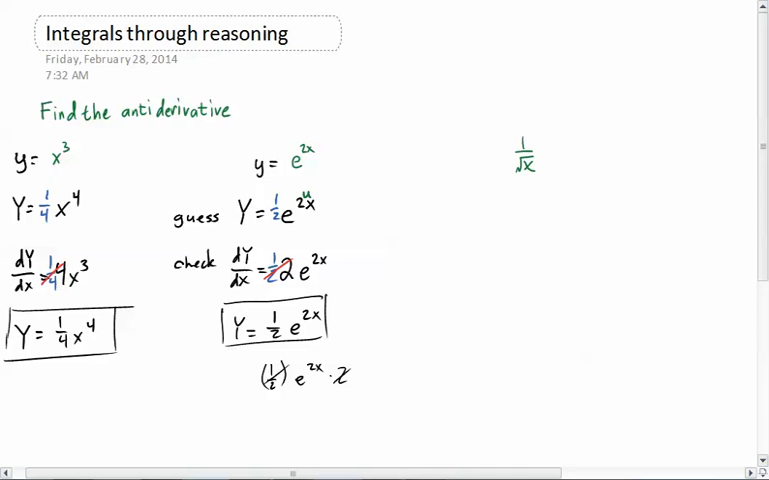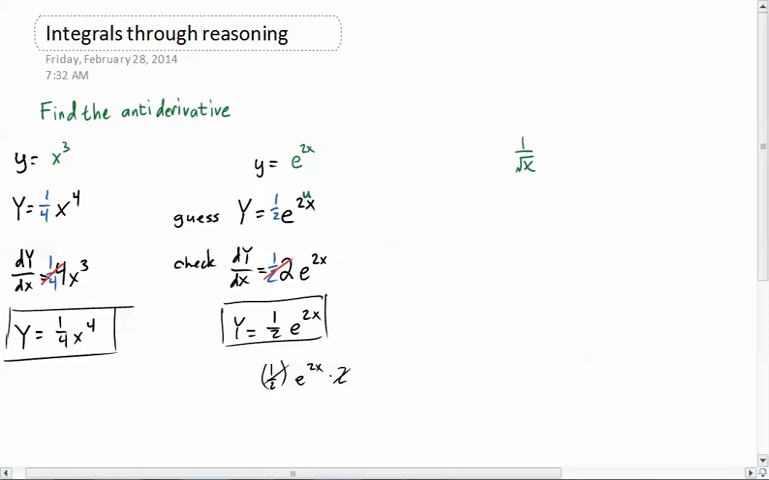Now the downside is that we're not going to be able to do any integrals other than the ones that we have derivative rules for. Okay, and really this reasoning is the only thing we're going to be able to deal with for now, and that tends to be the problem with integrals in general, but you'll get to that more later. So let's look at this last one, 1 over the square root of x.